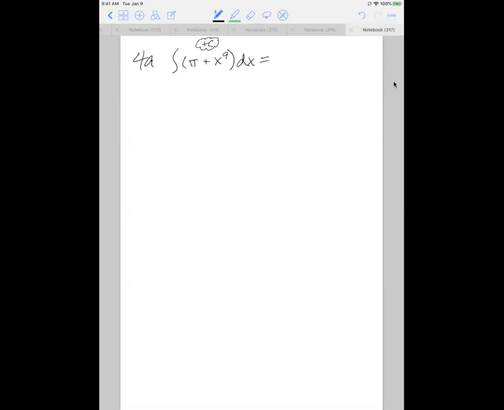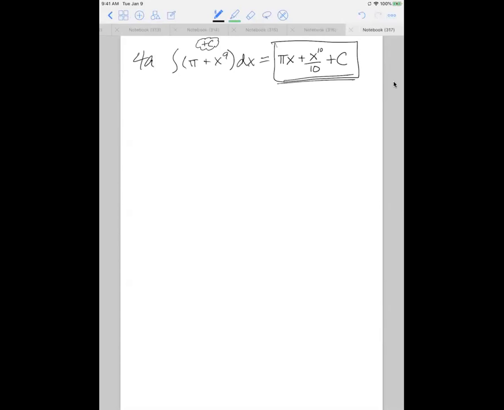All right, so the integral bar is going to go away. That's a constant, so that becomes pi x. And then for the next term, we raise the power by 1 and divide by that new power. And then we get the plus c. And if you notice, this is pretty much the final answer. There's no simplifying. That is it.